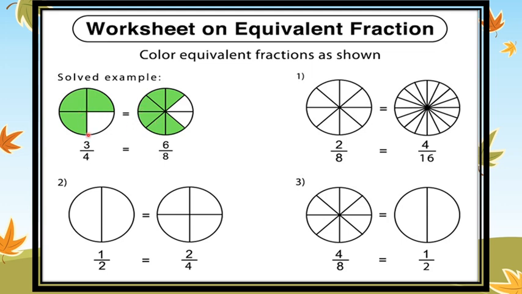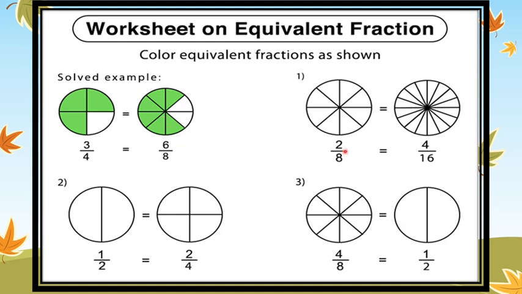3 out of 4 is shaded. So 3 parts are shaded over here. Here 6 parts out of 8 are shaded. So here 1, 2, 3, 4, 5, 6 parts are shaded. Now you will see that both the figures are representing the same amount of area covered, and what is left out is the same area. So they are equivalent fractions. Let's do the exercise, then you will understand better.